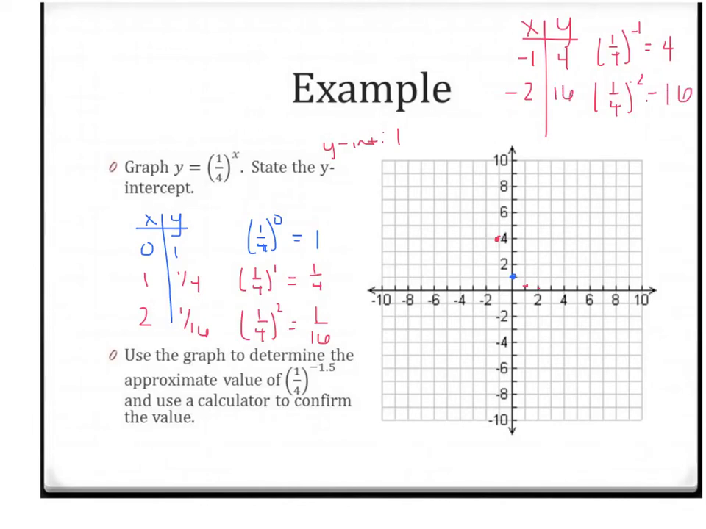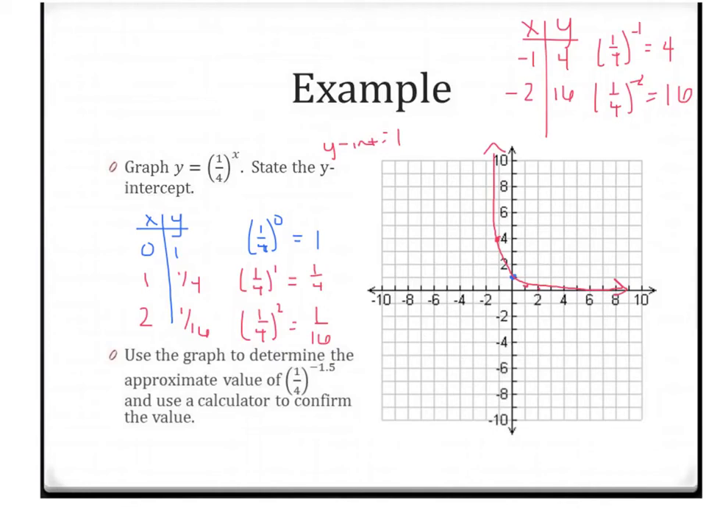So this one comes down this way and along the x-axis. And notice I went pretty vertical there, going up between 1 and 2, because it's going to go up to 16 before it hits 2. Alright, so we have it graphed. Then it says to determine a value. Determine the value of 1/4 to the negative 1.5, and then use a calculator to confirm it.